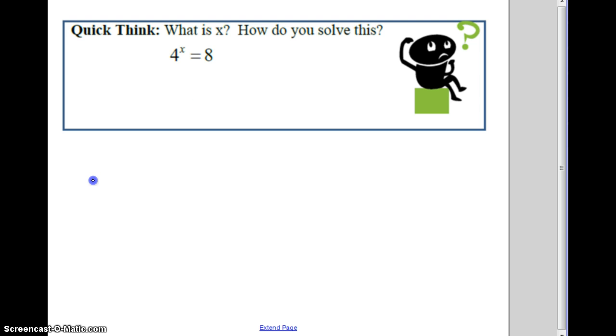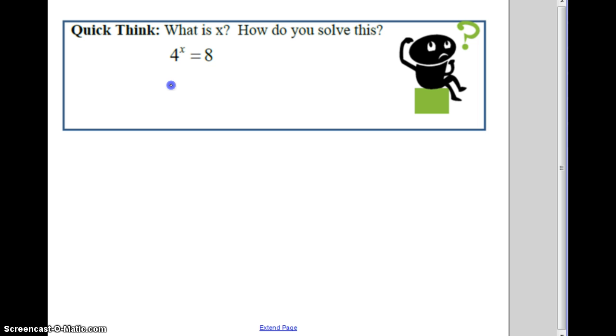Let's take a look at an example of this. If I want to solve this for x, I don't have an algebraic way to do that yet. However, if I can make the bases become the same, that means that the exponents will also have to be the same. We'll be combining our exponent rules along with the concept of rewriting the bases.